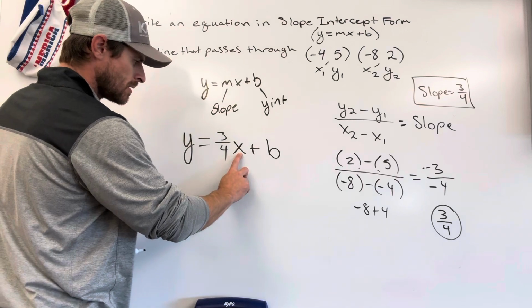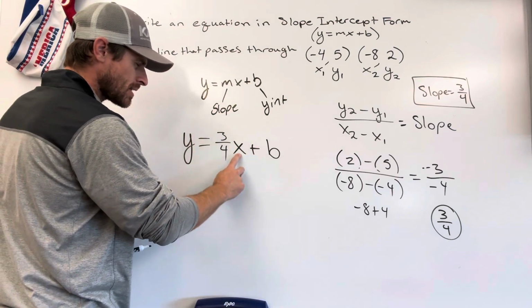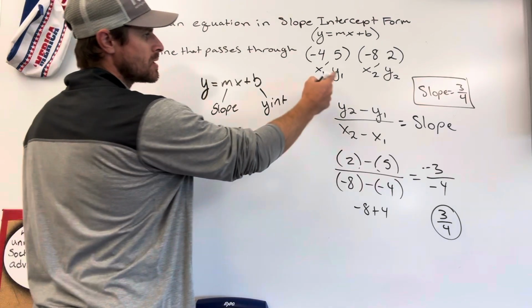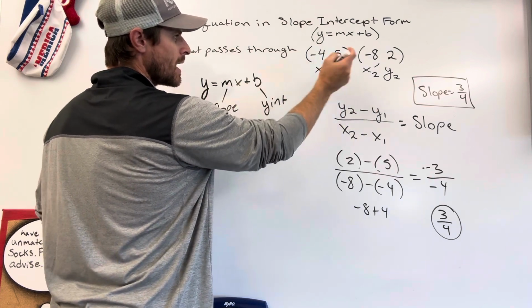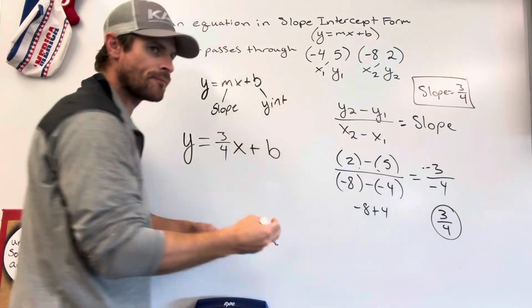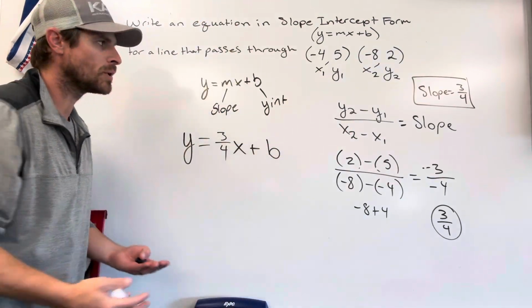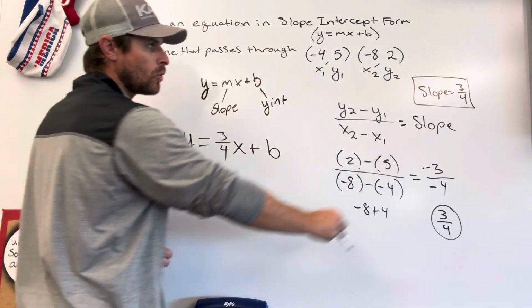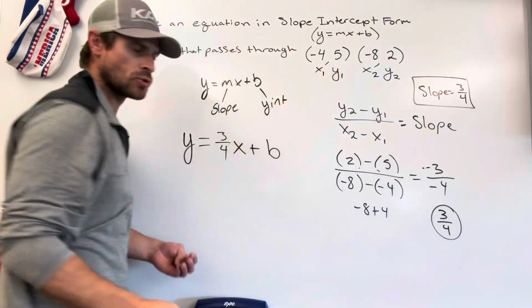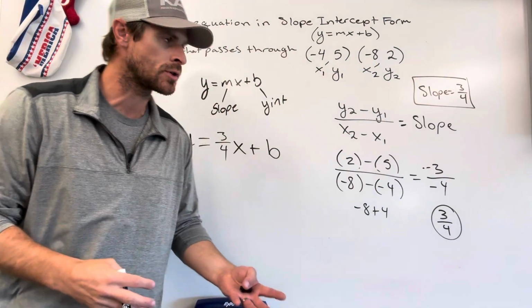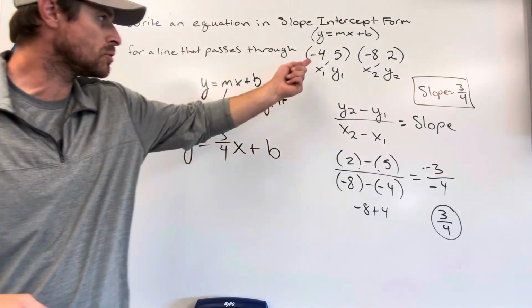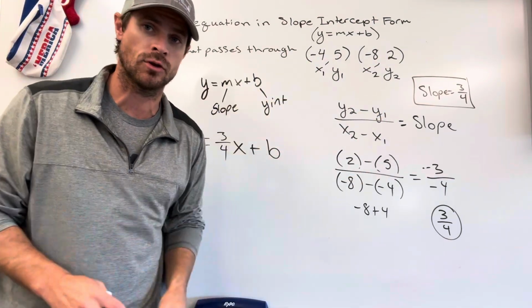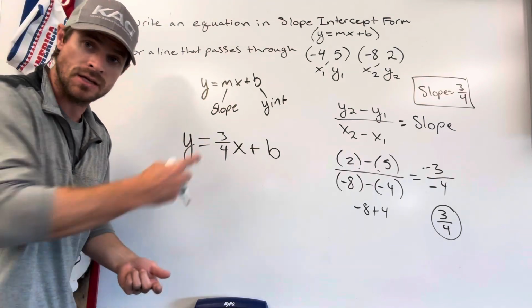So x, is there anything I could change x to? We actually are going to use this information up here. This is an x, this is a y. This is an x, this is a y. That falls on the line. So we can actually use this information, or we could use this information. It's really your choice which value you use. I'm going to use negative 8 and 2. That's just a pick. You could use negative 4 and 5. You'll get the same exact result. Test it. Try it. See if you do.